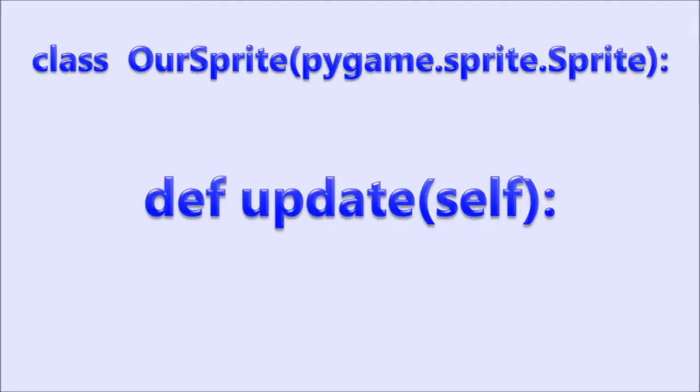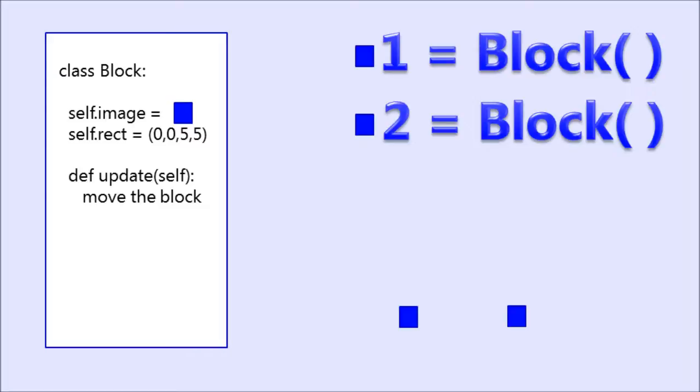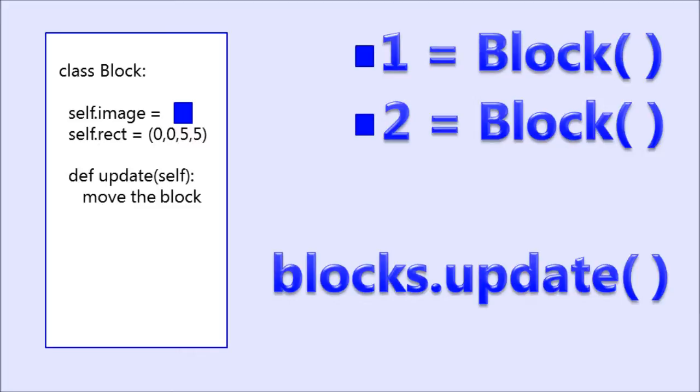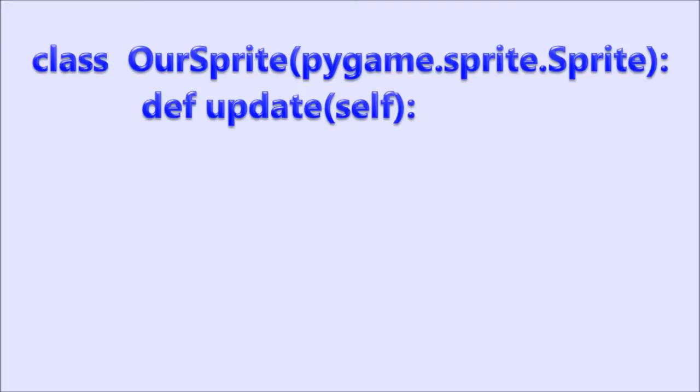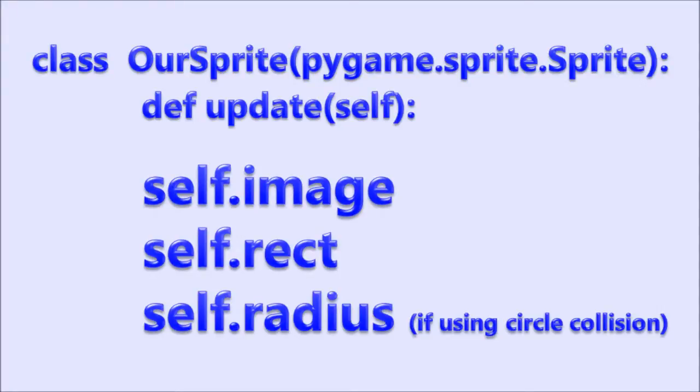We have to make sure a few things are present in our new sprite class though. First, we must have an update method. The one in the parent class is just a hook. This is the method that will get called when we do an update on any group that this sprite is a member of. So for example, if we make a Block class and we put any blocks we make into a sprite group called blocks, when we call blocks.update, each block that is in the group blocks will be called with the Block class update method. In addition to update, we also have to make sure to assign the following attributes: self.image, self.rect, and self.radius if we're planning to use the circle collision detection features.